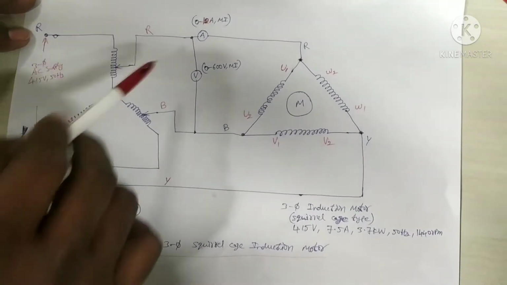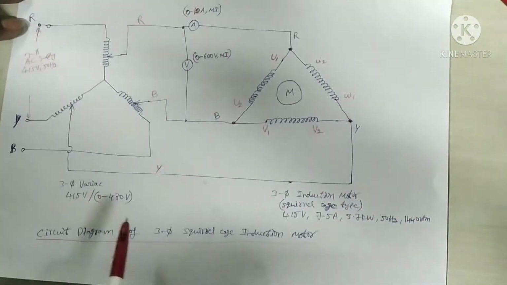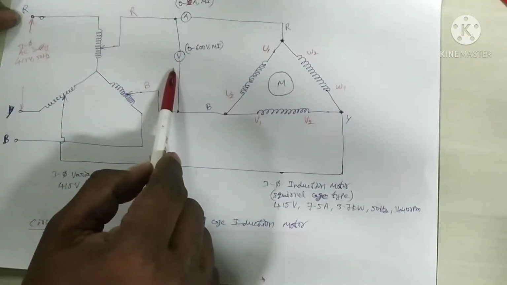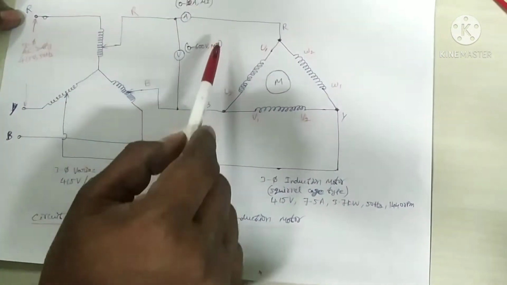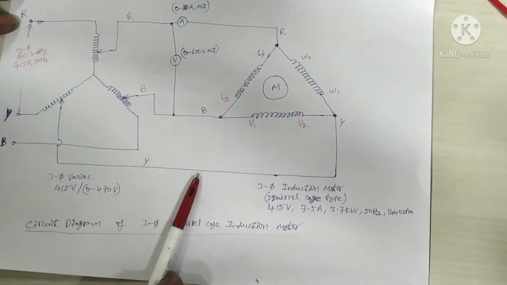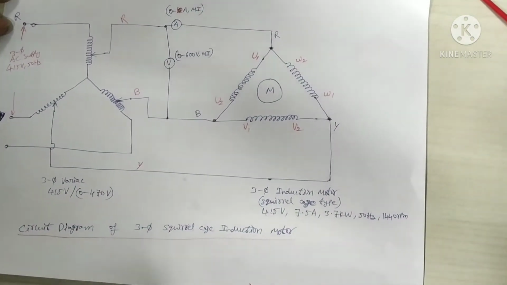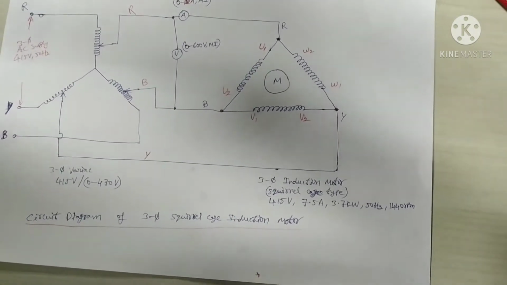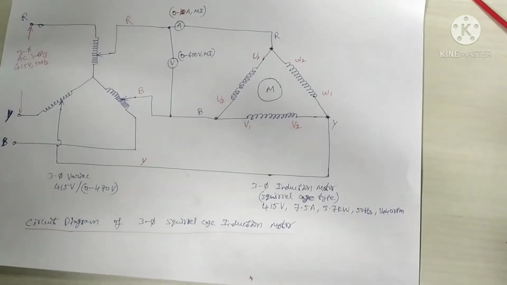In this experiment also we are not using the voltmeter, ammeter and wattmeters. In place of voltmeter, ammeter and wattmeters, we are using the digital power analyzer to measure the line voltage, line current and power consumed by the 3-phase induction motor.